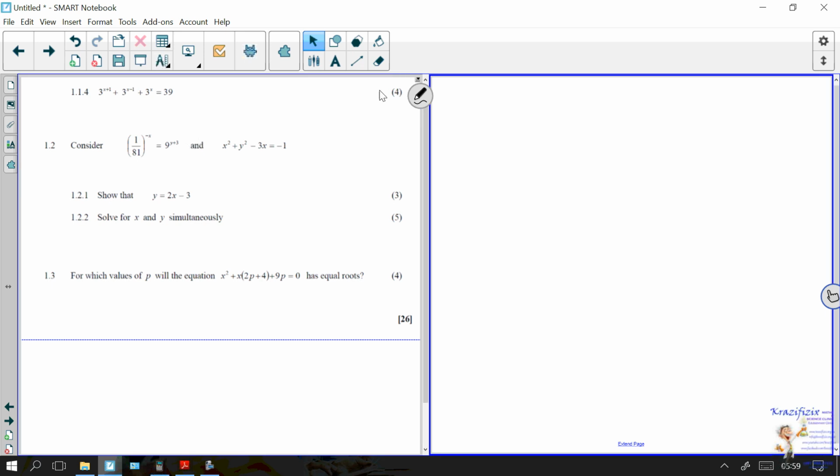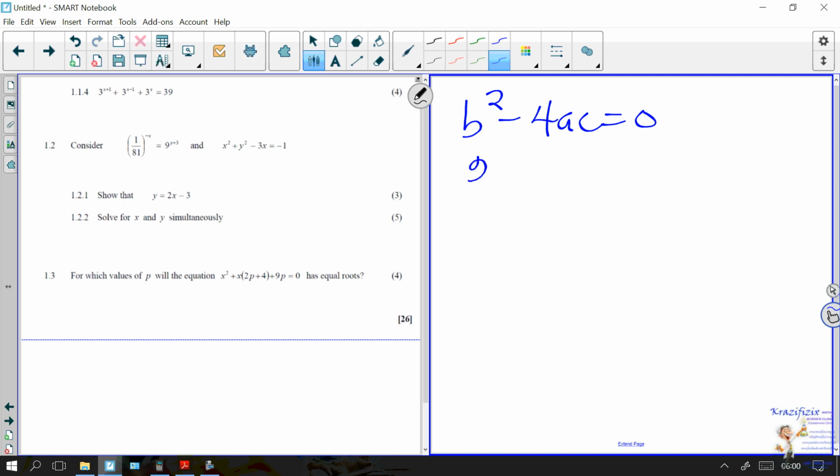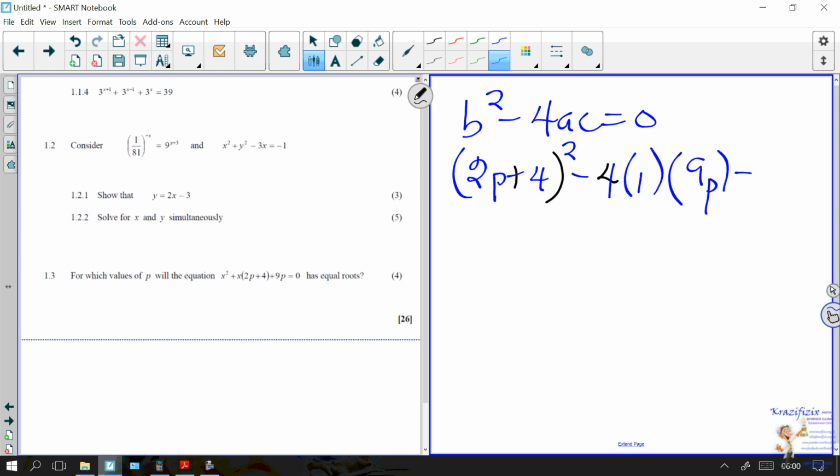All right, we're here. So we said earlier on our b squared minus 4ac must be equal to 0. (2p plus 4) squared minus 4, 1, and our c is 9p. That should be equal to 0. Let's expand all of this. 2p times 2p would give me 4p squared. 2p times 4 would give me 8p, but I need 2 of that. So 16p, plus 4 times 4 would give me 16, minus 36p equals to 0.